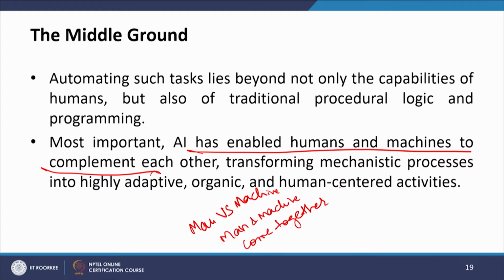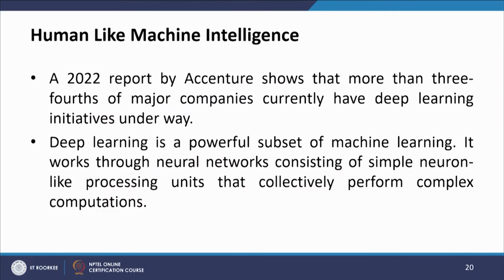AI has enabled humans and machines to complement each other, transforming mechanistic processes into highly adaptive, organic, and human-centered activities. The next comes human-like machine intelligence. A 2022 report by Accenture shows that more than 3/4 of major companies currently have deep learning initiatives underway. Deep learning is a powerful subset of machine learning. It works through neural networks consisting of simple neuron-like processing units that collectively perform complex computations.